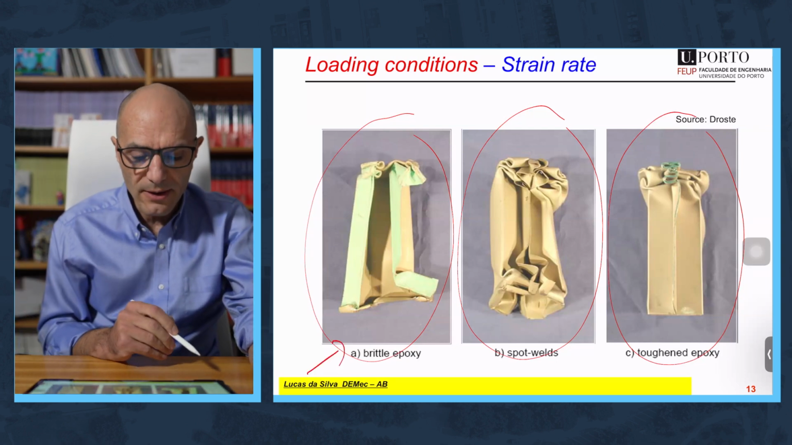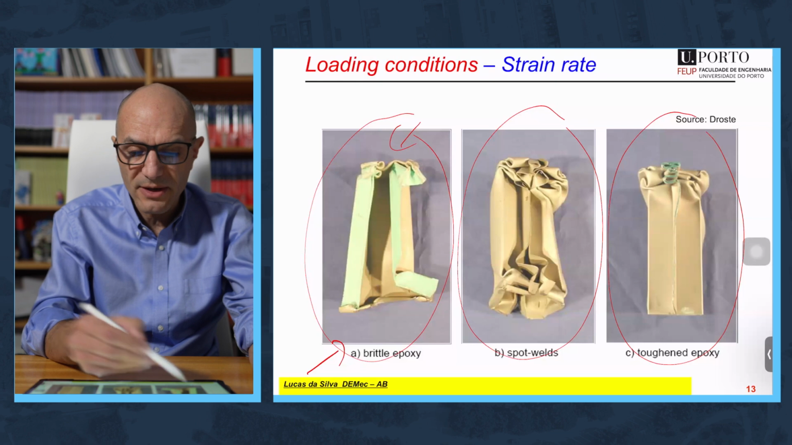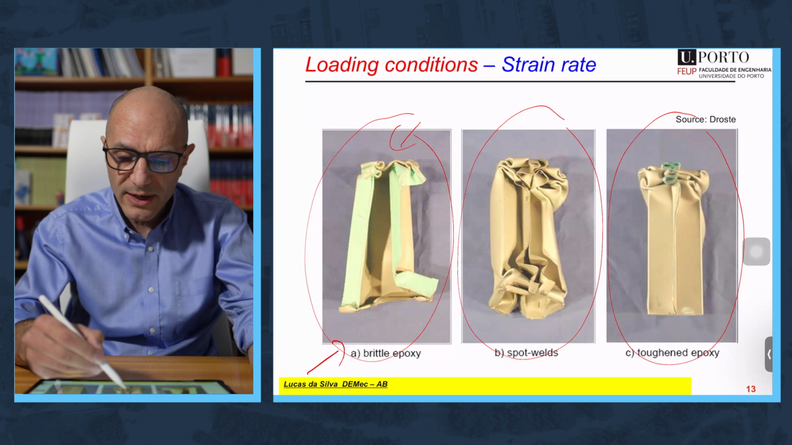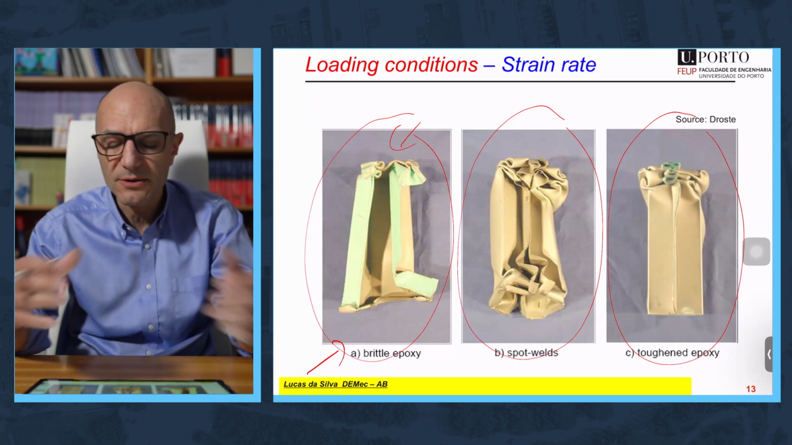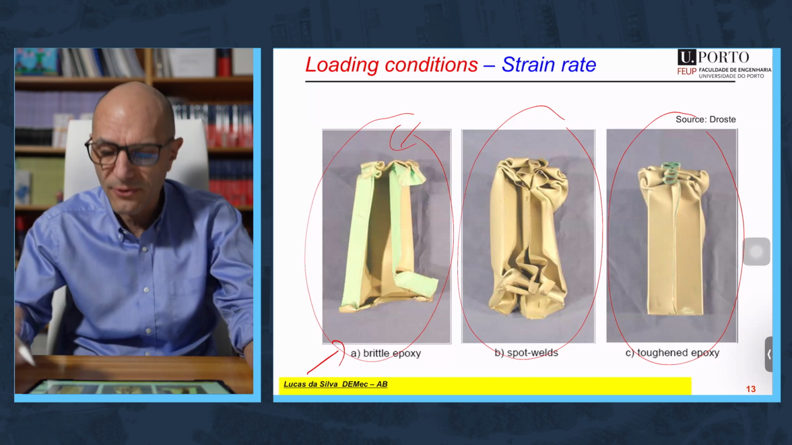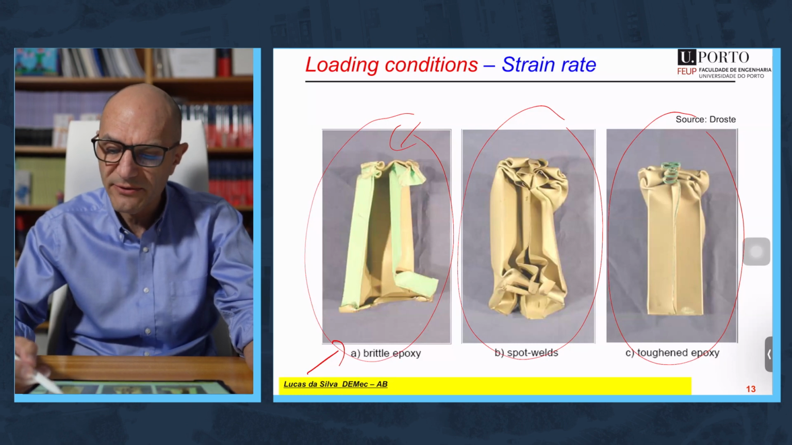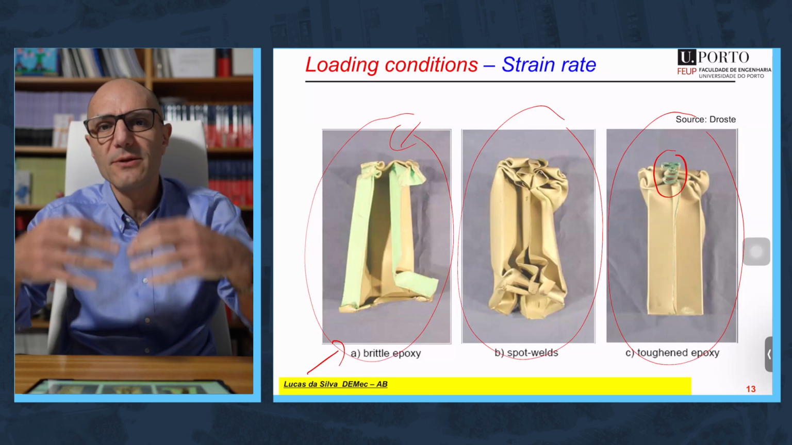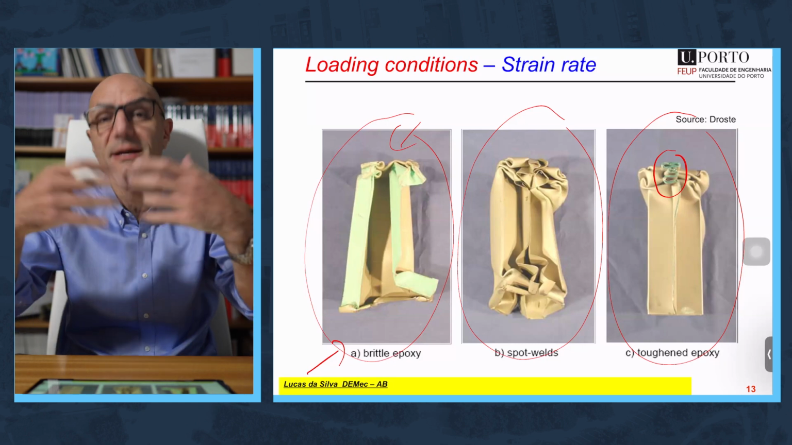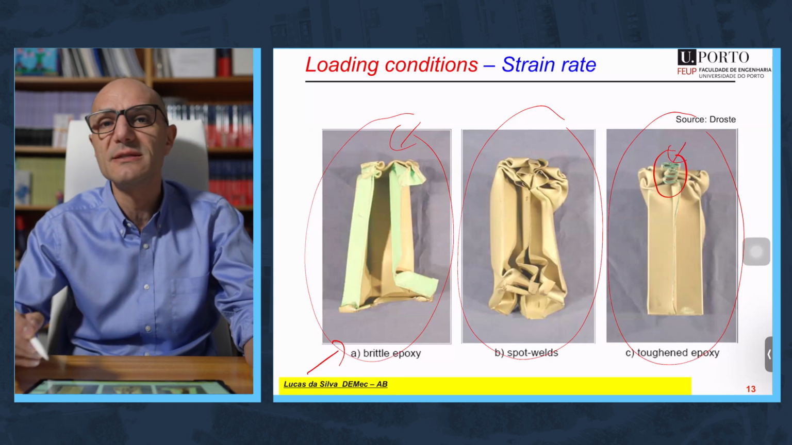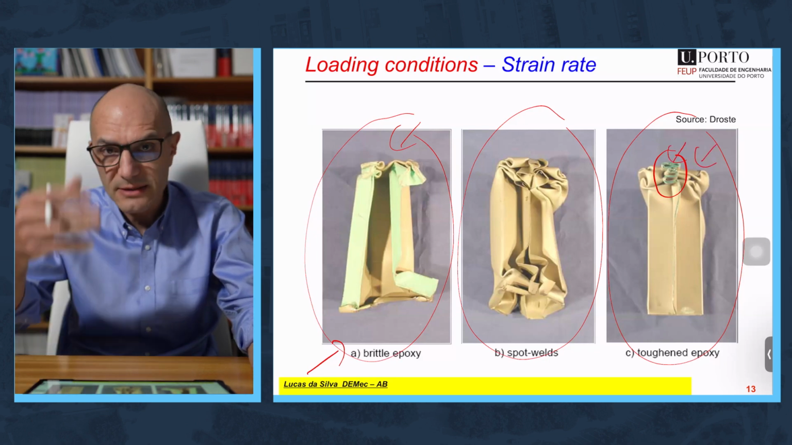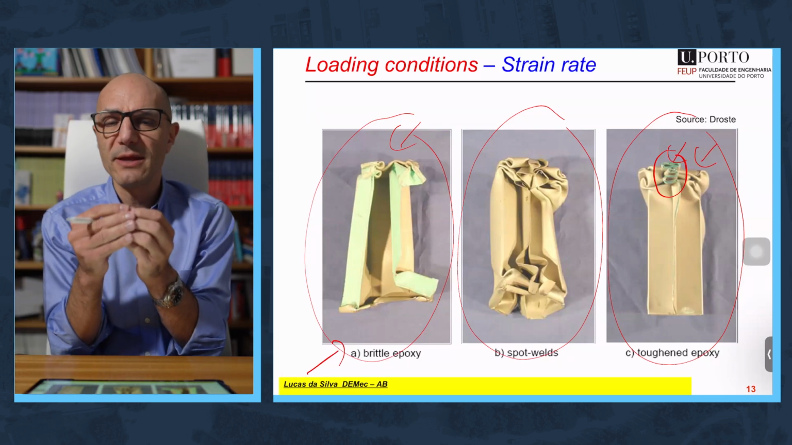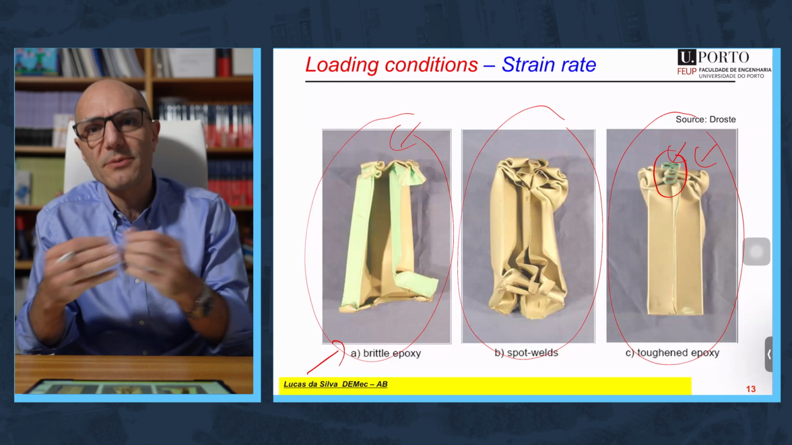When you have a brittle epoxy, you have a premature failure, and there is nearly no deformation of the metal. When you use spot welds, there is plastic deformation, but it's not very uniform and not a nice folding. When you have a crush-resistant adhesive, you can see how the folding is nice and the metal can progressively absorb the energy by plastic deformation. It's not really the adhesive that is deforming plastically, it's the metal that is absorbing the energy. But the adhesive needs to keep the metal in position so that it can absorb the energy by plastic deformation.